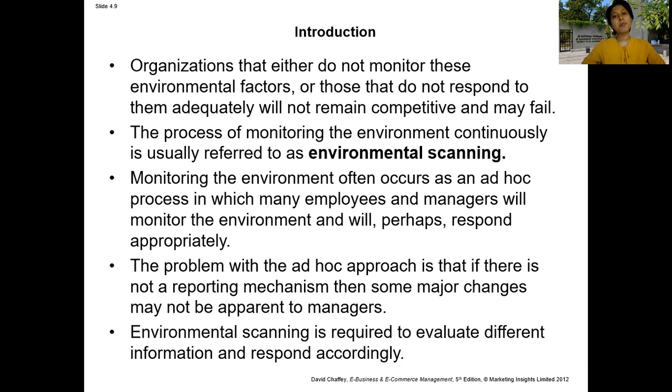As and when the requirement arises, you do something, but it's not something which is systematically happening, right?